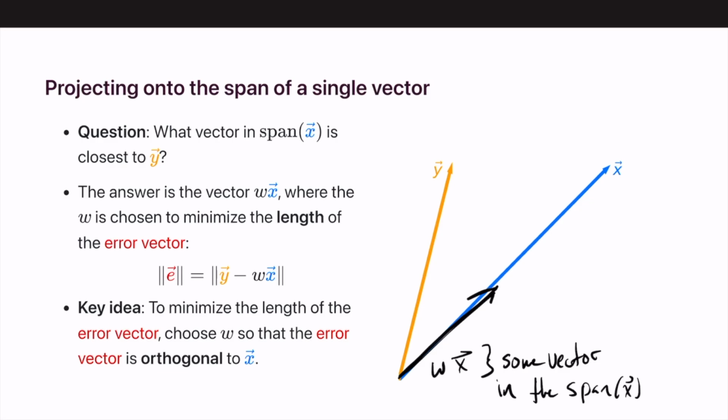Right now, since we only have one x, being in the span of x just means we're along this line, either going this way or going this way. And the vector could be of any length. But the best vector, the w star that we want to get, is the one that makes the projection of y onto x be orthogonal. So that's what we're looking for.